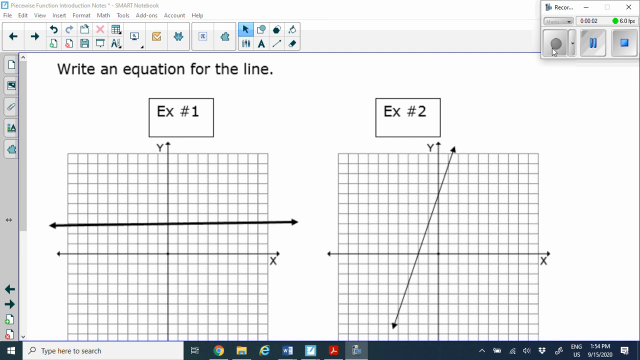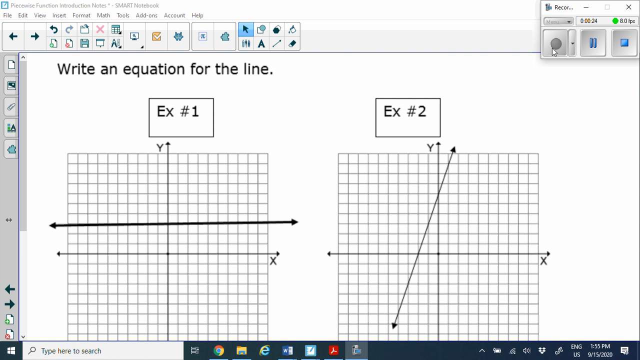Hey guys, so here's part 2 of this piecewise function introduction notes. We are actually going to go back, this should be review to Algebra 1 stuff, of writing the equation of a line. I want to go back to this because later on in this unit we are going to be writing piecewise functions, and with writing it's going to be dealing with linear equations.